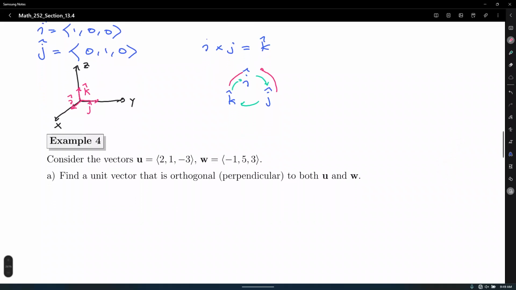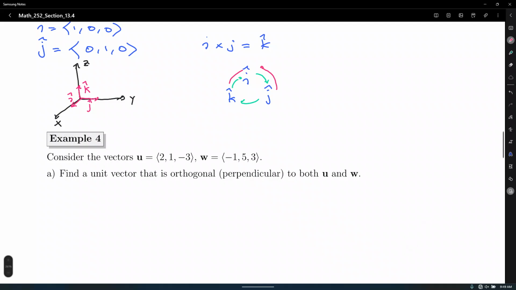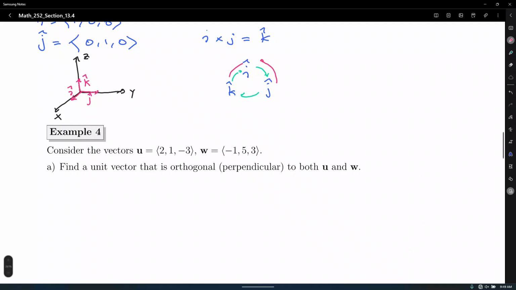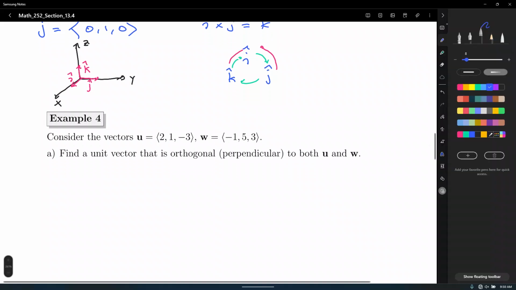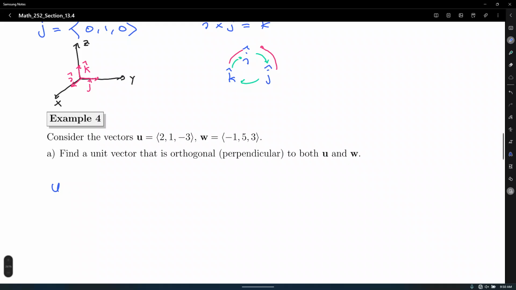All right. Consider the vectors u = (2, 1, -3) and w = (-1, 5, 3). Find the unit vector that is orthogonal, perpendicular, to both u and w. So every time they're asking us to find a vector that is orthogonal to two given vectors, we need to do the cross product. That's because by definition, the cross product of two vectors is a new vector that is orthogonal to the two given vectors. So let's find u cross w.